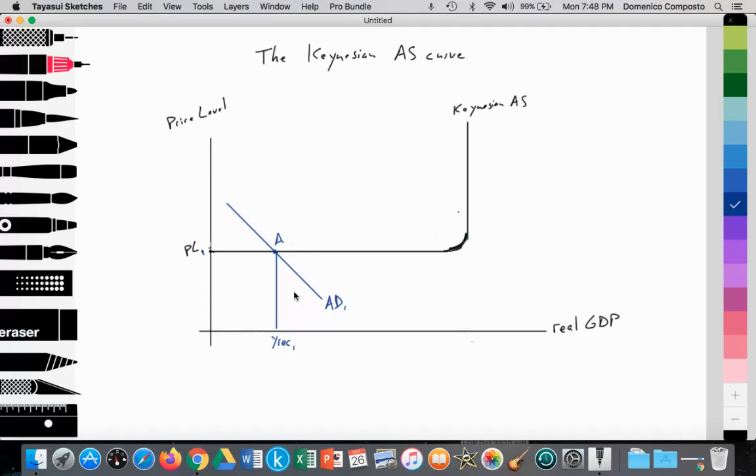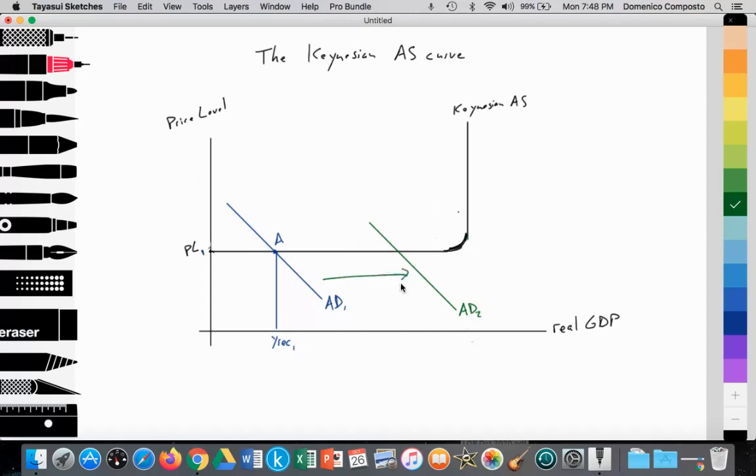Then, let's say over time, consumption spending begins to increase. Perhaps there's some confidence in the economy and consumers begin to spend more into the economy, and entrepreneurs start to see that revenue is rising and perhaps they're increasing investment spending. And that will cause aggregate demand to increase from AD1 to, let's say, AD2.